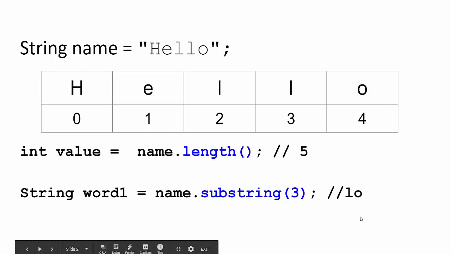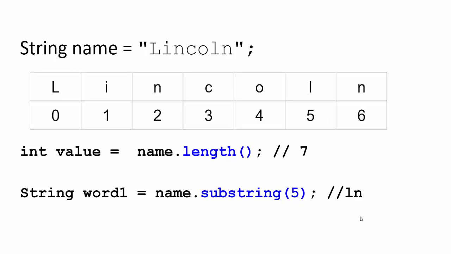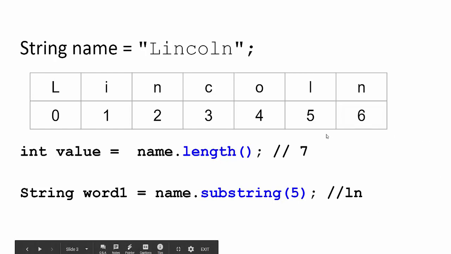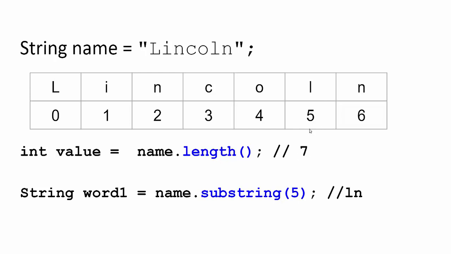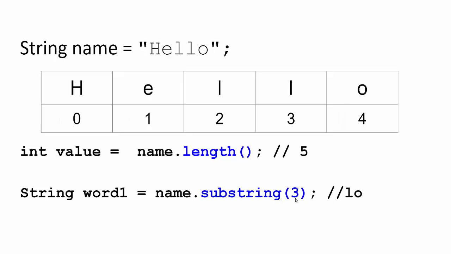Let's look at the next example. We've got another last name, Lincoln, and the length of Lincoln is 7. These are the indices there. For the last 2 characters, we want our starting index to be 5. In other words, what's the relationship between the length and the starting index? The length is 7, the starting index is 5. And in the previous example, the length is 5 and the starting index is 3. So how do we take that relationship and put it into code?